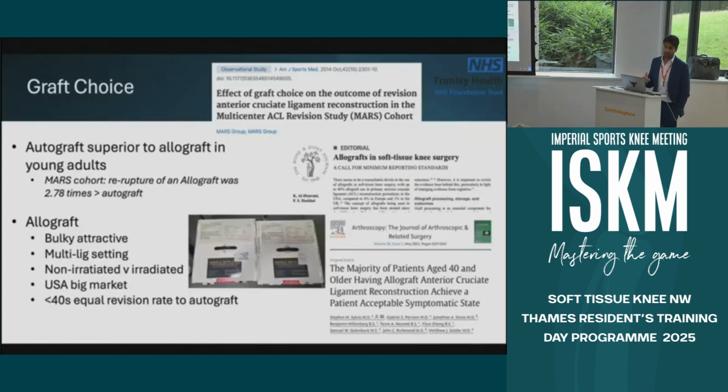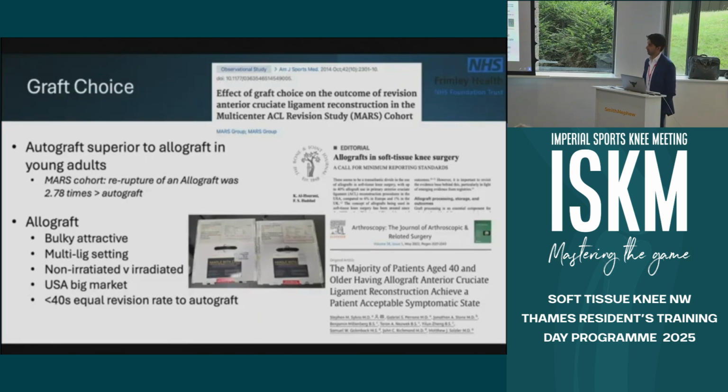I use it a lot in multi-ligament settings. When I've got a multi-ligament injury, rather than taking another autograft and weakening the patient, especially an athlete, I use an allograft there, especially if it's extra-articular. I'm less keen on intra-articular potentially. But you also get really bulky, thick grafts, so it's quite a nice way without damaging anything else inside their knee.